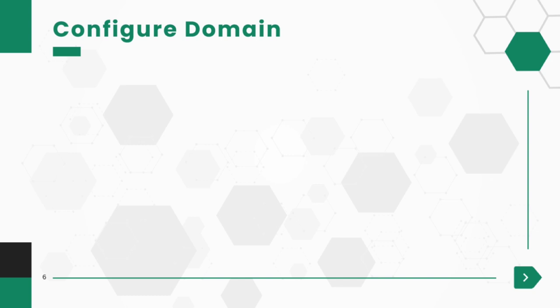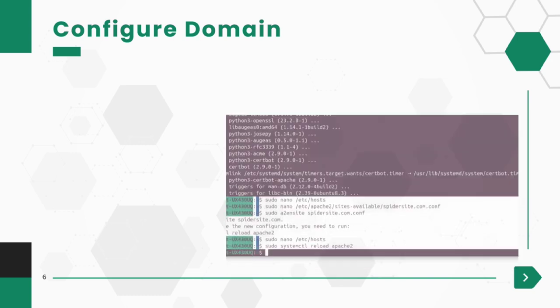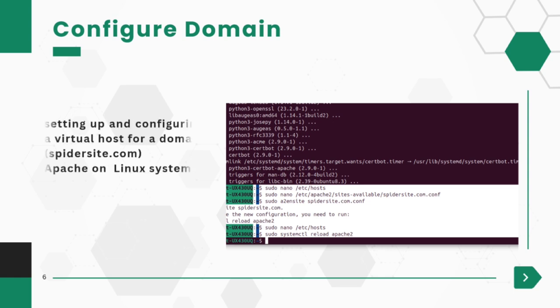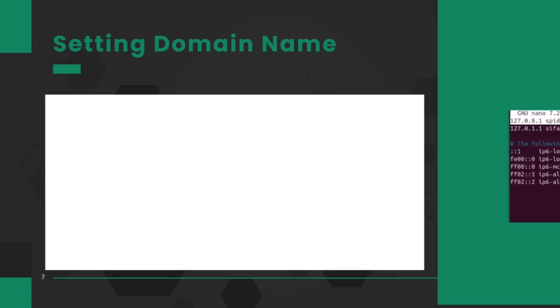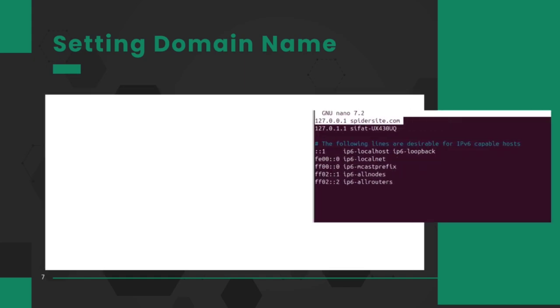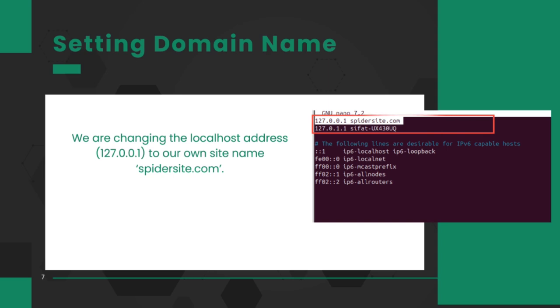Configuring domain. Now that our website files are in place, let's talk about domain configuration. We are setting up a virtual host for our domain spidersite.com on an Apache server. Setting domain name. We replace the default localhost address, which is 127.0.0.1, with our custom domain name.